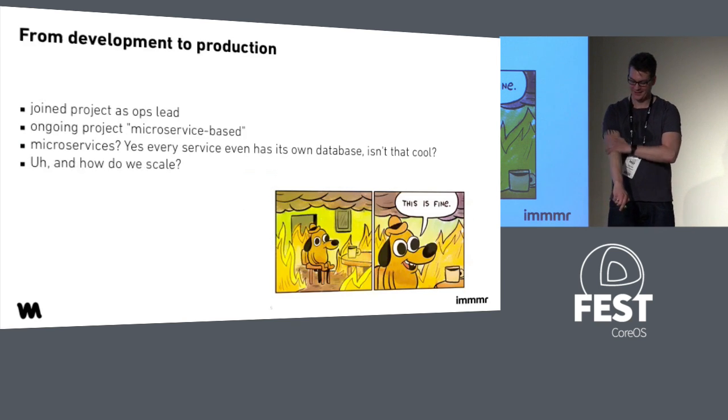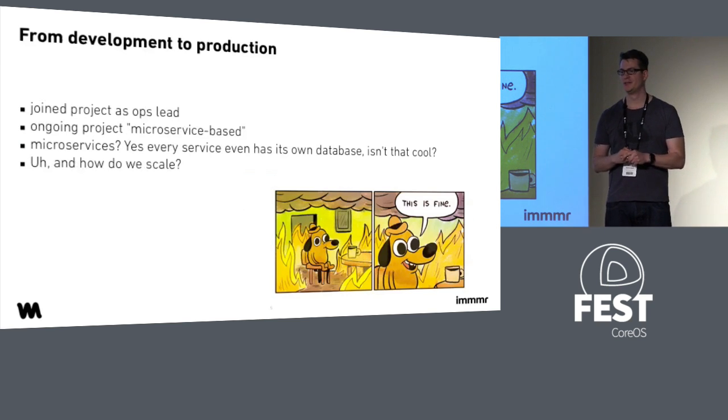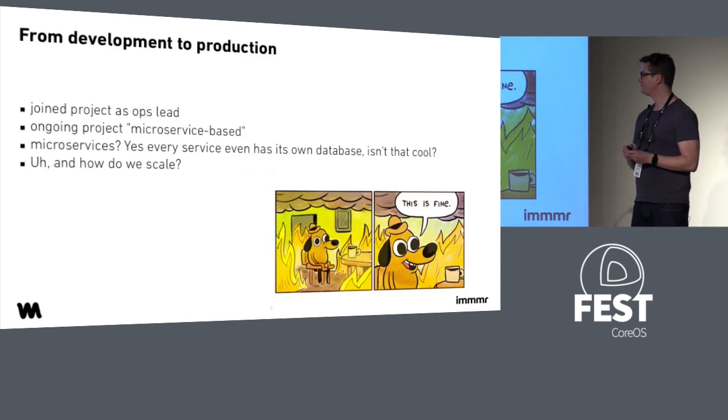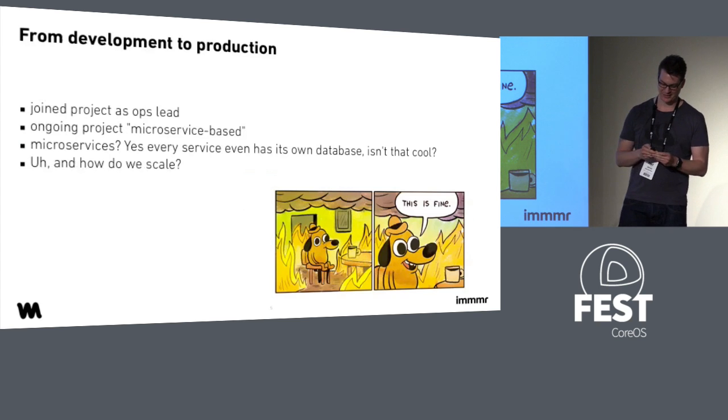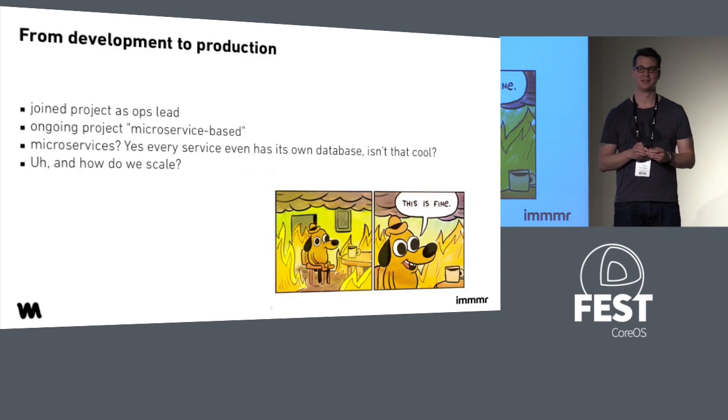Okay. So I went ahead and talked to the developers and asked them about how we're going to scale. We're running one service per VM on a private OpenStack cloud. And I didn't really get an answer. So I guess I thought this is fine, yeah. We're going to try to manage that somehow.